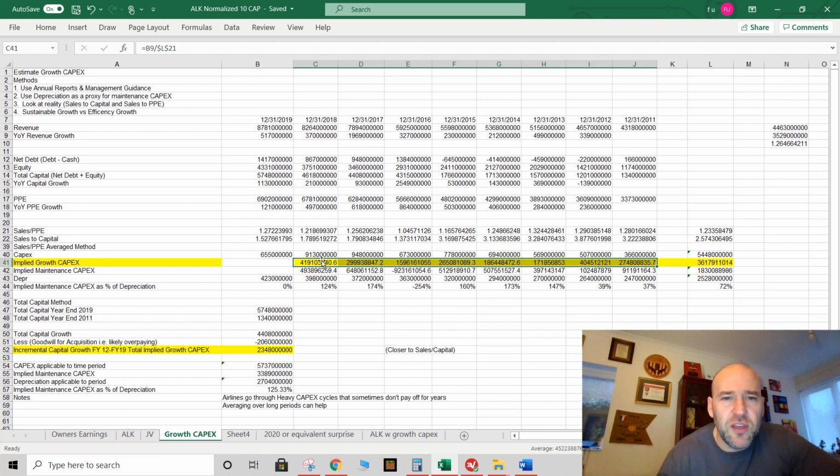So I got the implied growth capital expenditure. I took that away from the actual capital expenditure that we spent in the year, and then got the implied maintenance capital expenditure.